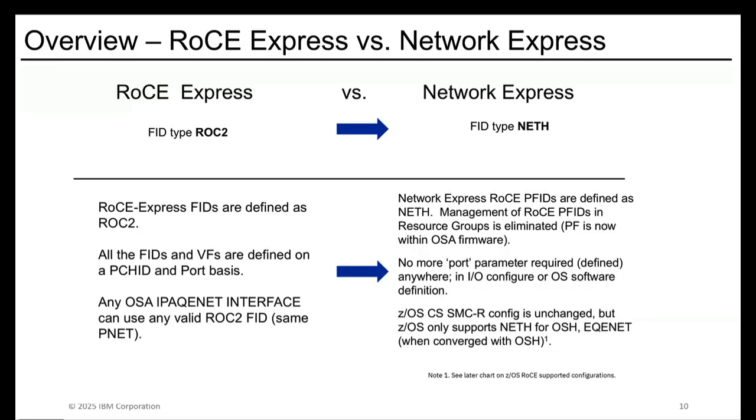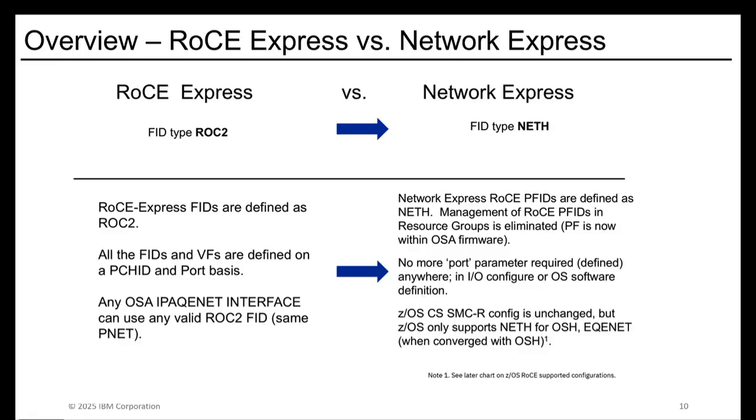On the right now, if you want to use RoCE, you would configure a FID type of NetH for the new card. And then you'll see underneath each of those, you'll see the old RoCE on the left. RoCE Express FIDs are defined as RoC2. All FIDs and virtual functions are defined on a PCHID and port basis. Now, again, that's going to go away. Any OSA IPQENet interface can use any valid RoCE, so you can point to any card.